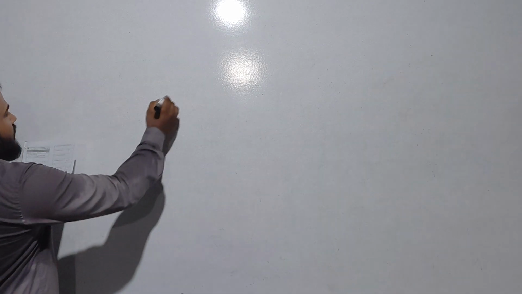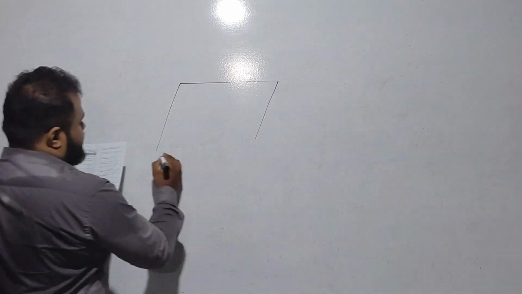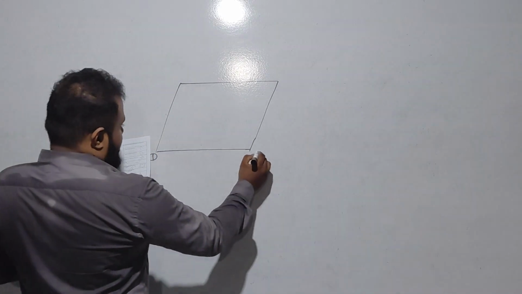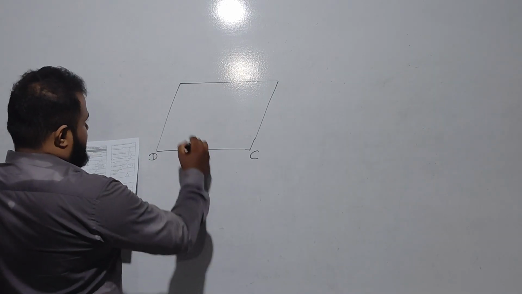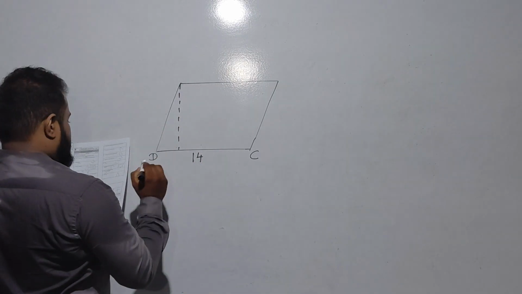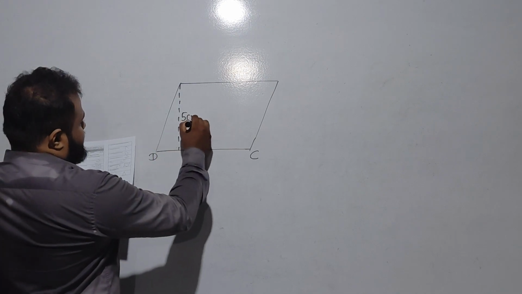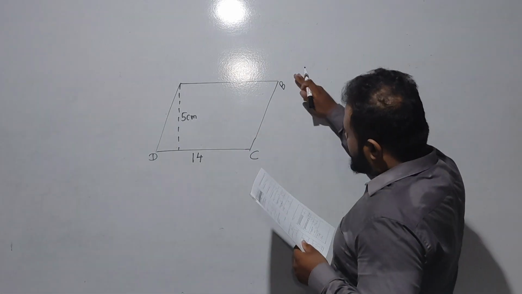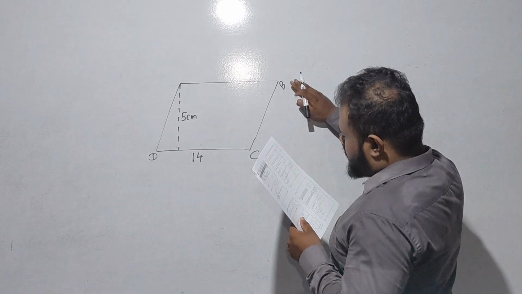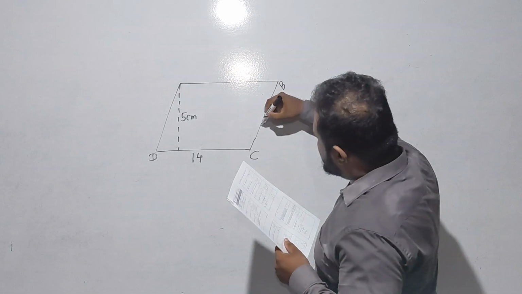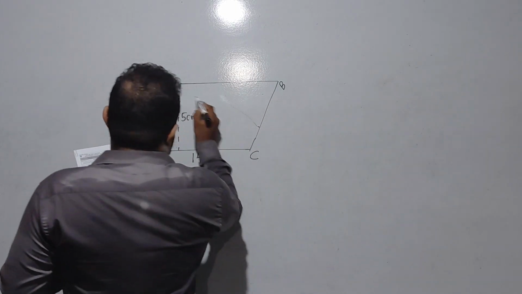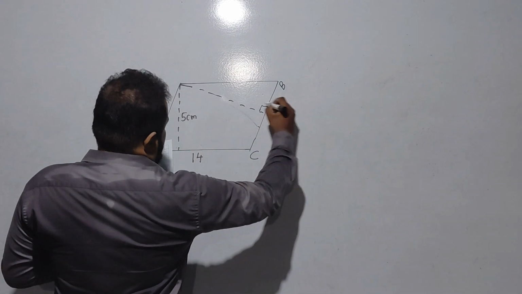The parallelogram ABCD, find the length of the side BC. How to find the area of a parallelogram? Base into perpendicular height. When we take this BC as base, the perpendicular height is 5 centimeters. If we take this CB as the base, the perpendicular given is 7. This is 7 centimeters.